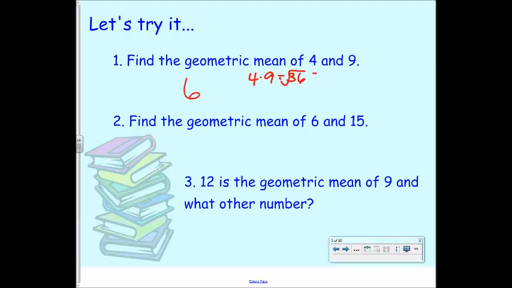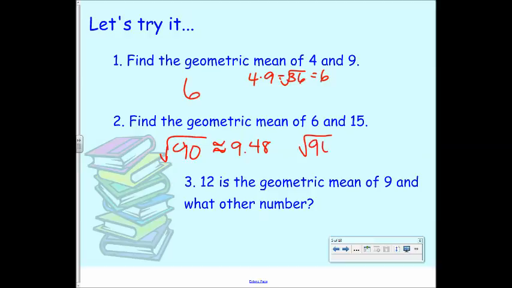All right, what about 6 and 15? How is it 10? Isn't it 9.4? 8. What do you do first? You multiply. 15 times 6. What's 15 times 6? 90. And then take the square root of that, which is 9.48. All right, so that's an approximate. So you can leave it as square root of 90 if you want.